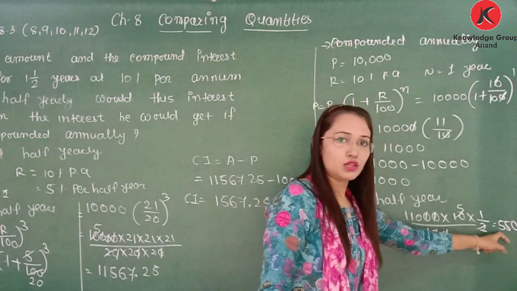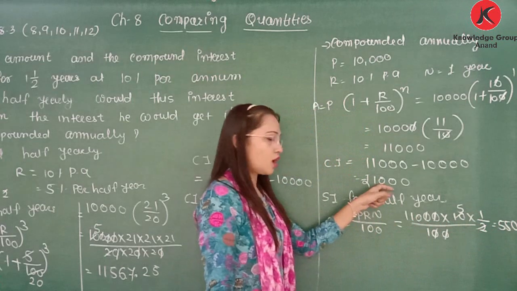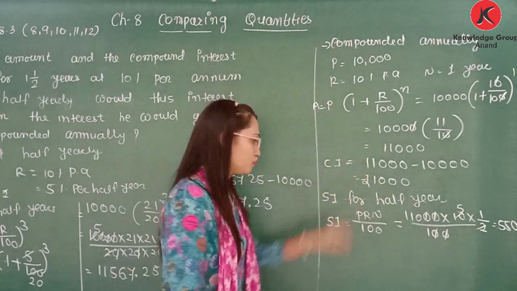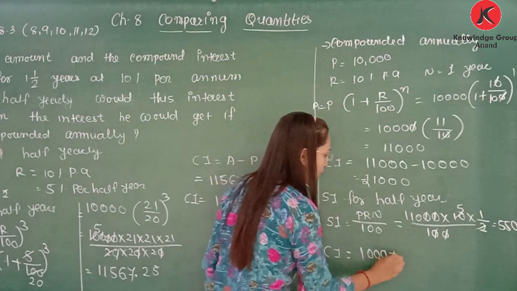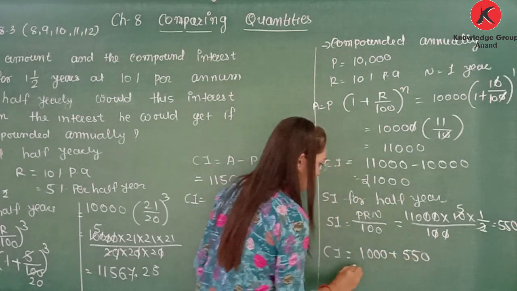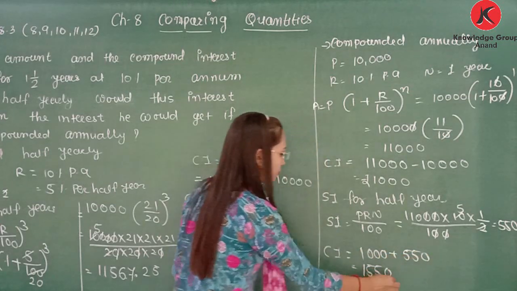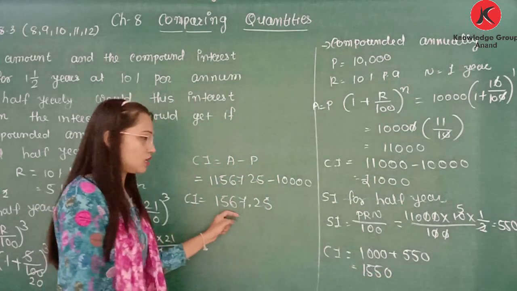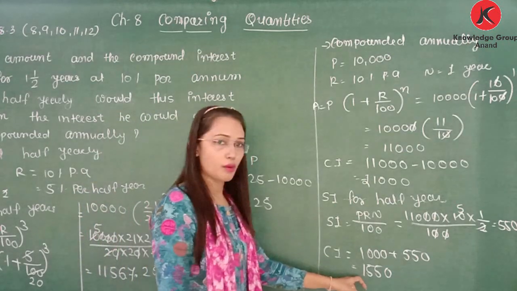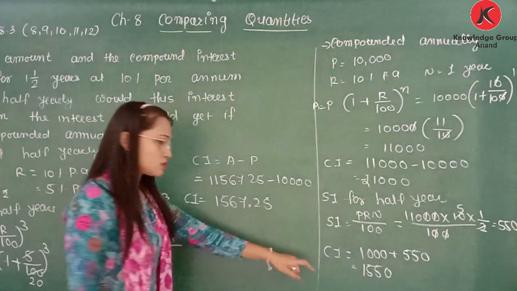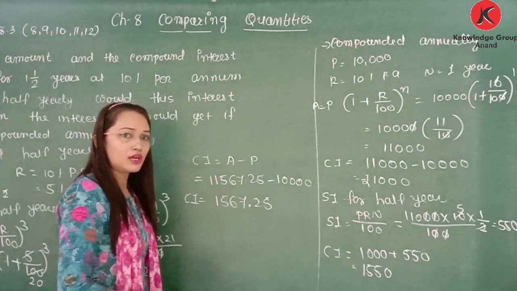550 rupees, that is the interest of the half year. 1,000, that is interest for 1 year. So compound interest is 1,000 plus 550, so that is 1550. Now you can see this is the interest when it is compounded half yearly, and this is the interest when it is compounded annually. So which one is more? Compounded half yearly is more.